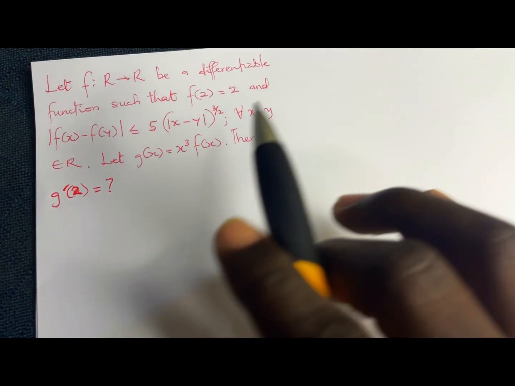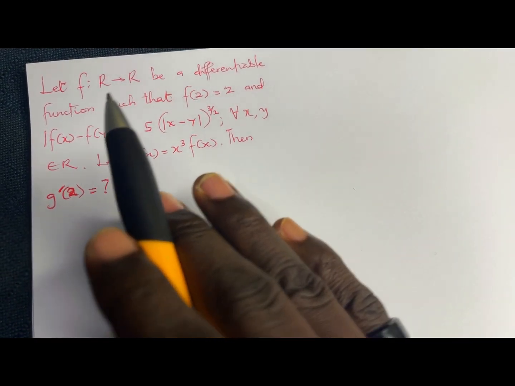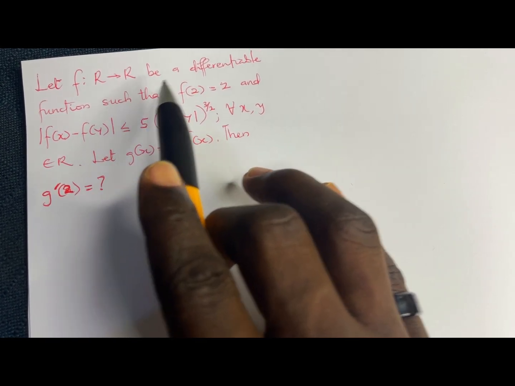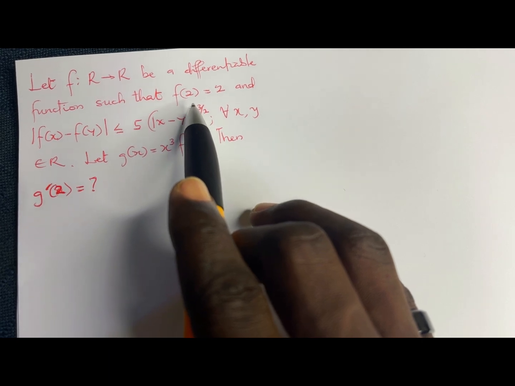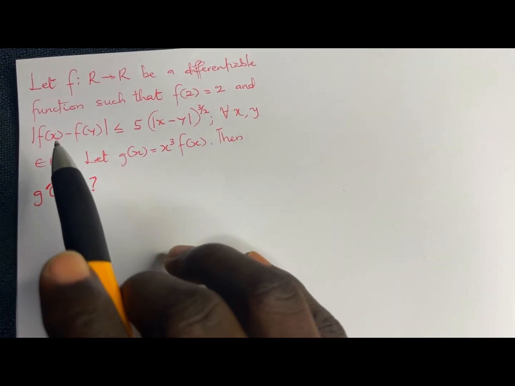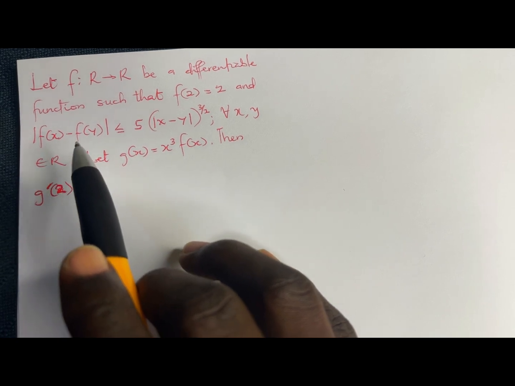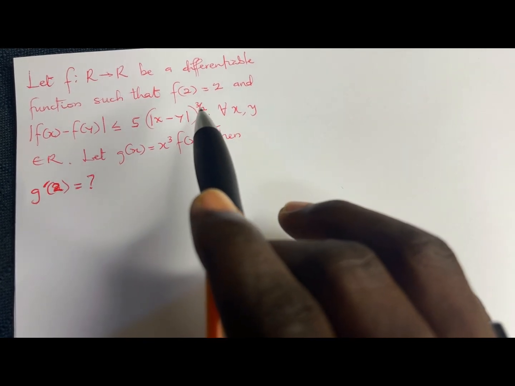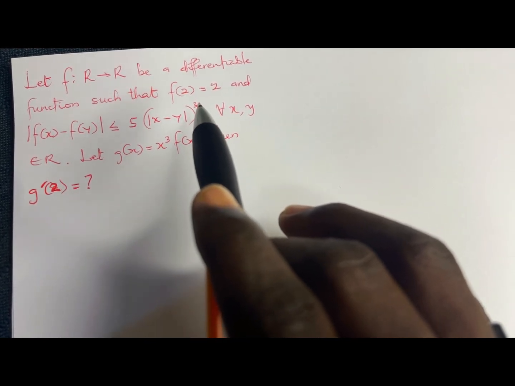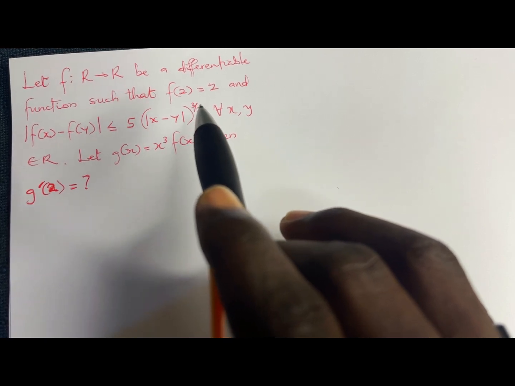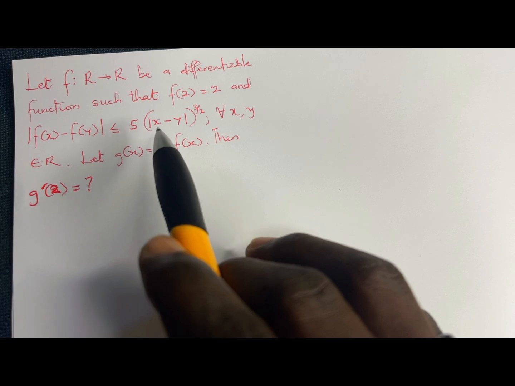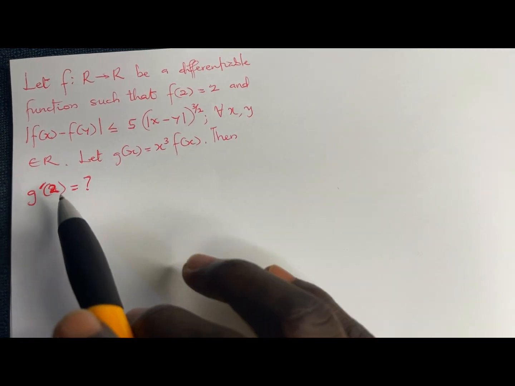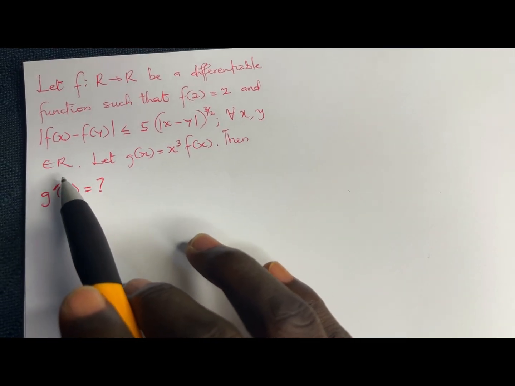Here we have an interesting question. We're supposed to let the function f be a real function, and be differentiable such that f of 2 equals 2, and the absolute value of f of x minus f of y is less than or equal to 5 times the absolute value of x minus y to the power of 3 on 2, for all x and y belonging to the real numbers.